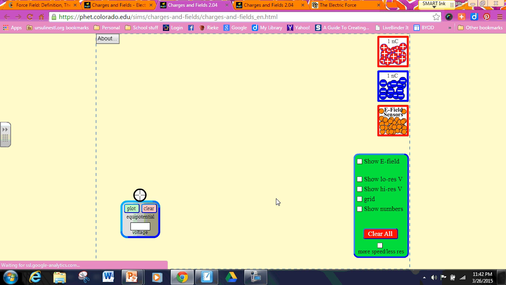So this looks like an empty space, and I'm going to put a negative charge in this empty space. I want to see what my positive test charge would do. It's going to be drawn towards the negative. And what would this one do? It's going to be drawn towards the negative. And what's this one that's a little bit closer? Notice that it has a longer arrow here, which indicates that the force is stronger.